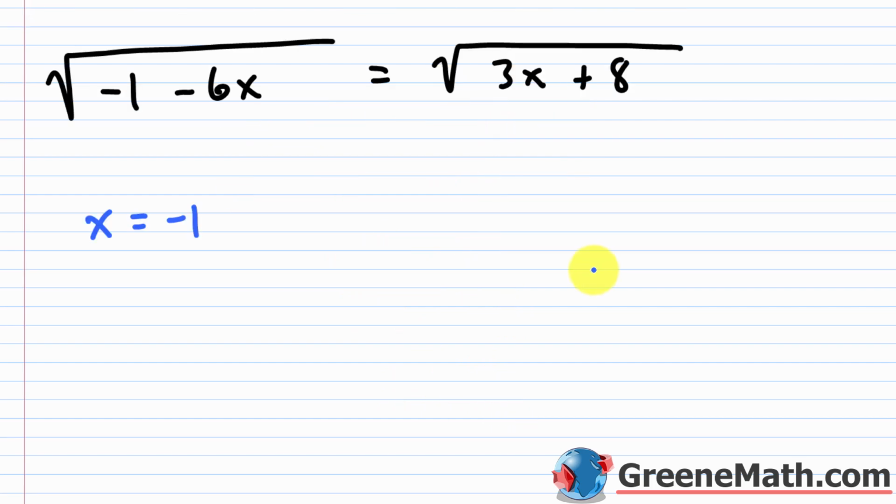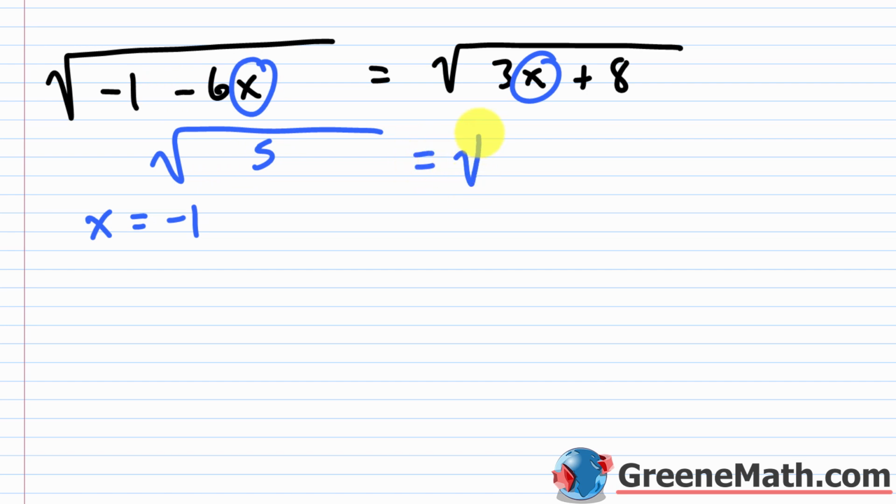We know that if we square both sides of an equation, we have to check for extraneous solutions. And so you would plug in a -1 here and also here. So basically, you would have the square root. So -6 times -1 is 6, and then 6 minus 1 would be 5. So this is the square root of 5. This would be equal to, over here, 3 times -1 is -3.